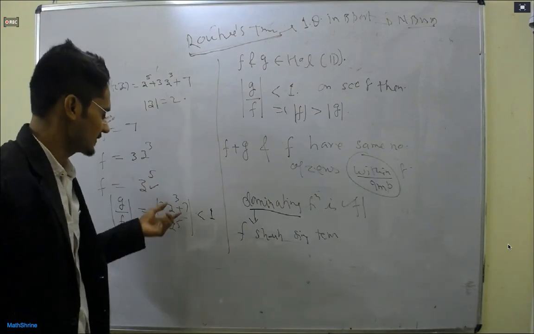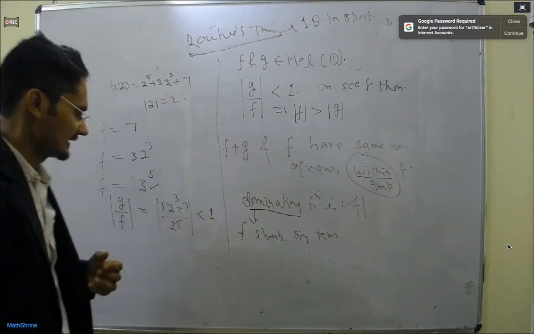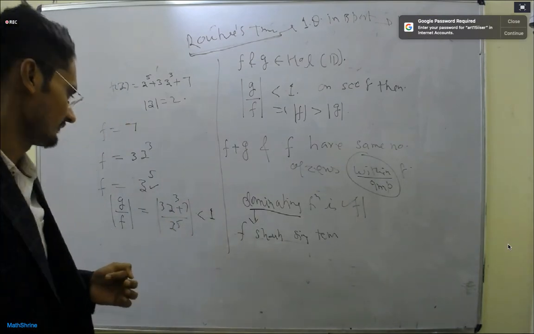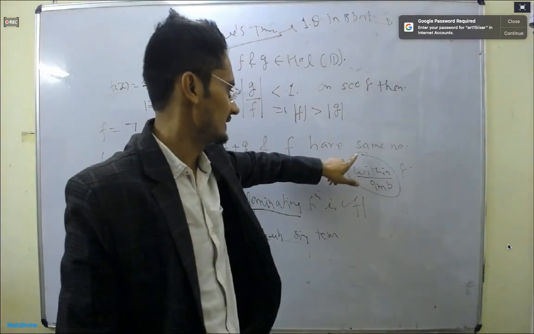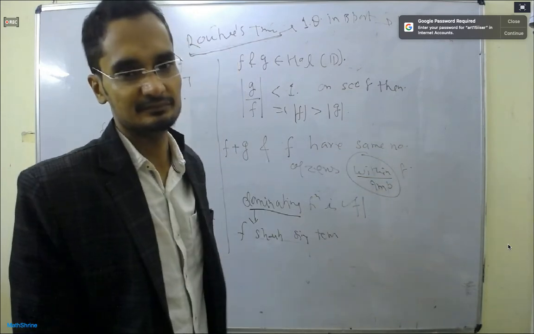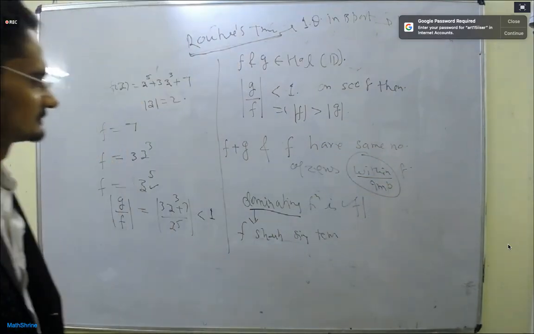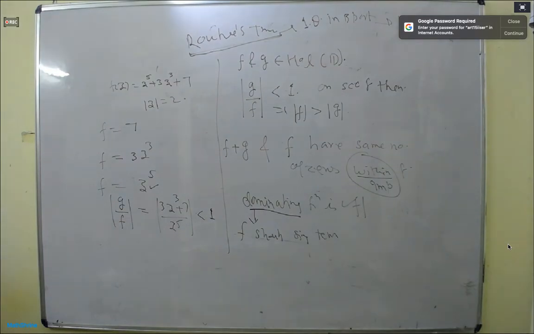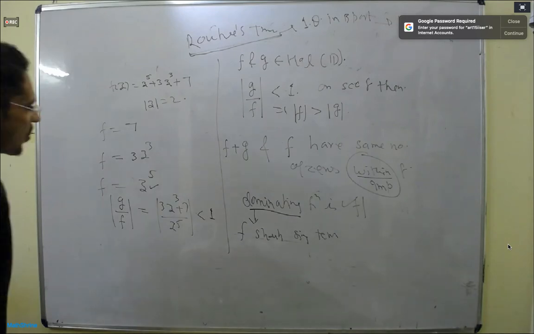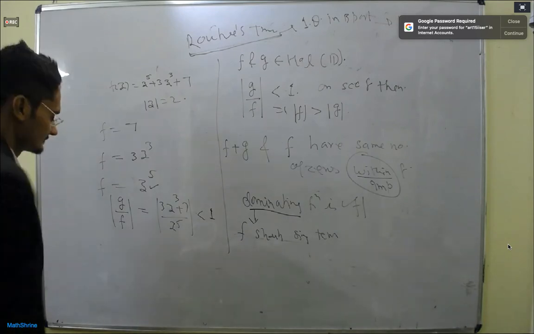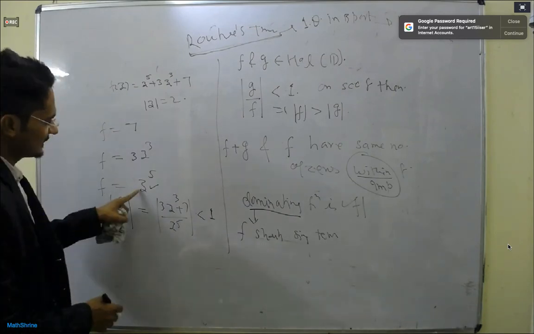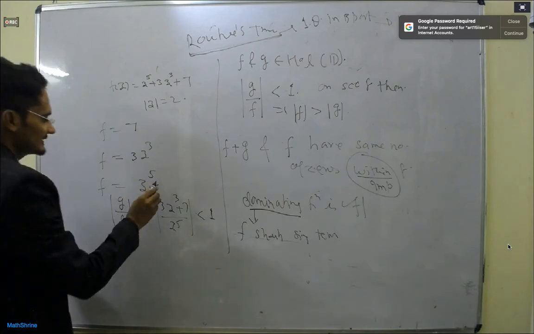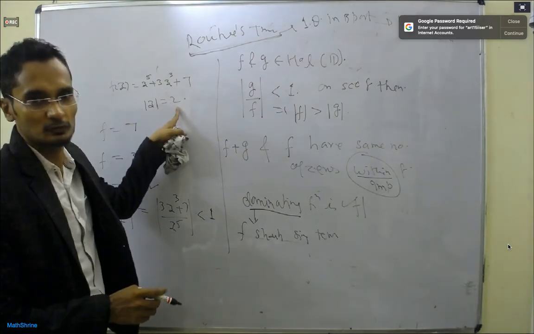Then what will you say? See here, f(z) is equal to z to the power 5. On the disk |z| = 2, this f has a zero at z equal to 0 of multiplicity 5. This is a polynomial of degree 5, so it cannot have more than 5 zeros. Otherwise, it would be identically zero.